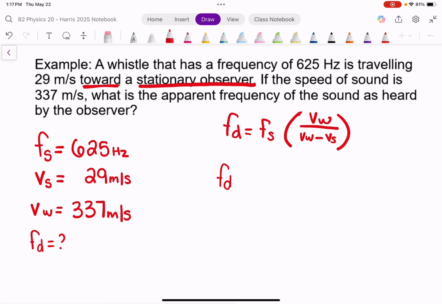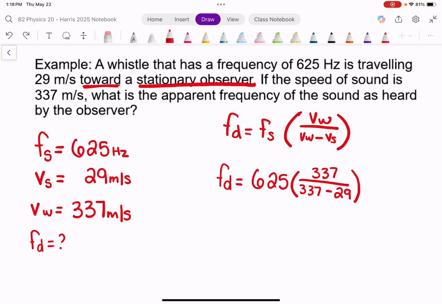I'm going to say fD is going to be equal to 625 all multiplied by my 337 divided by 337 minus 29. And I just need to type this exactly in my calculator. Please do not think that I can cross out these 337s. You cannot. That's kind of like the same thing as killing kittens. What we said before, it's not going to be working that way.